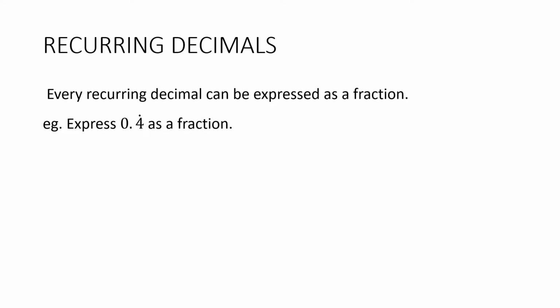Every recurring decimal can be expressed as a fraction, and we saw that before with 0.3 repeater being written as 1/3. But what about something that we're not familiar with, like 0.4 repeater? We use an algorithm to show how this can be expressed as a fraction. We start off by saying let's let x equal 0.4 repeater. And I'm going to multiply both sides of this equation by 10. Now have a think about this.